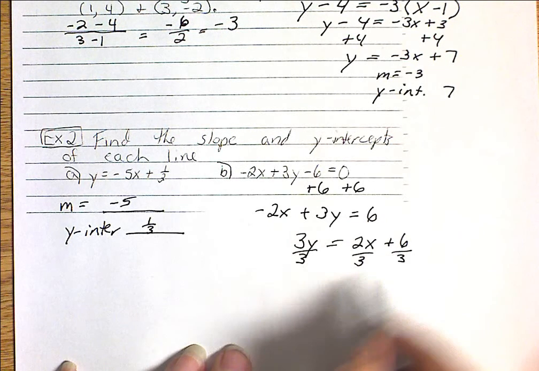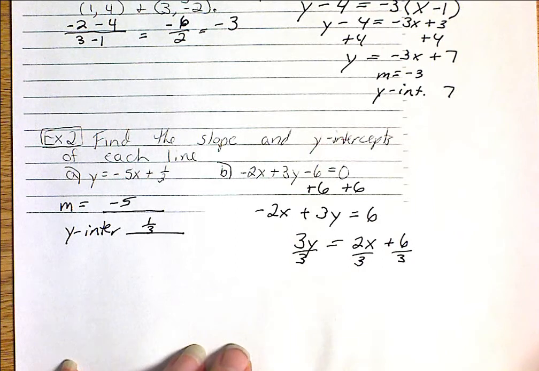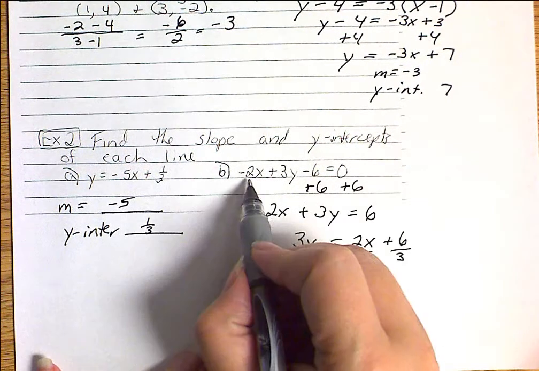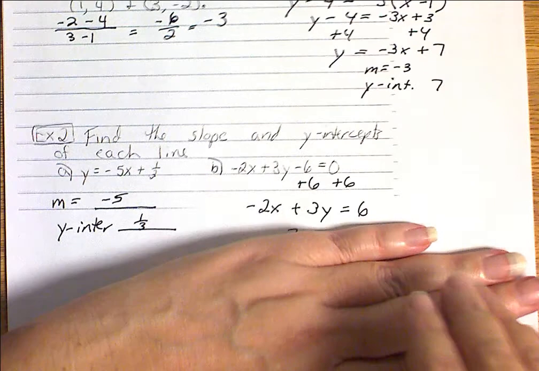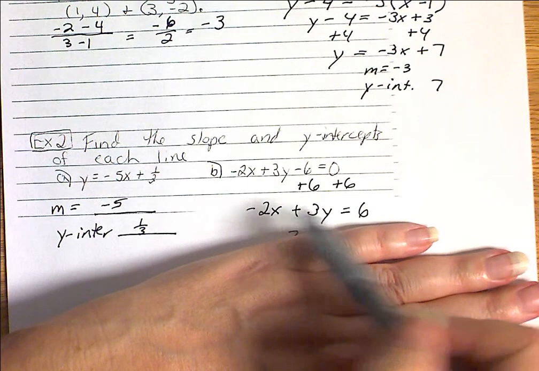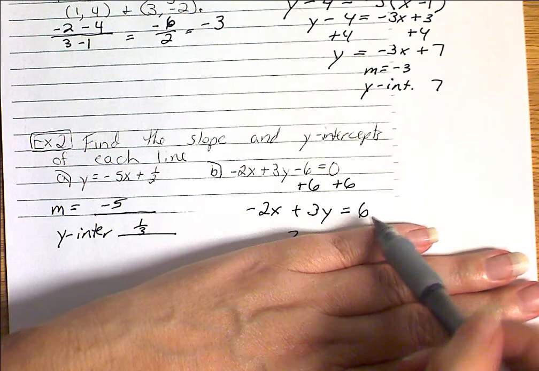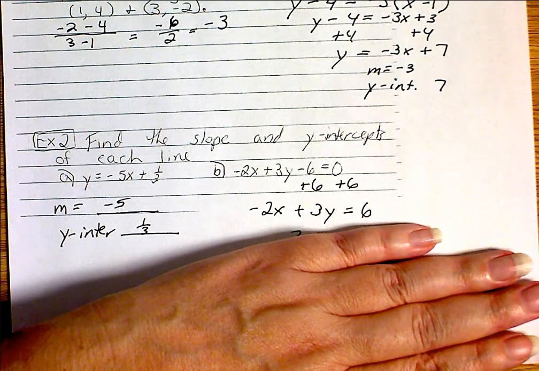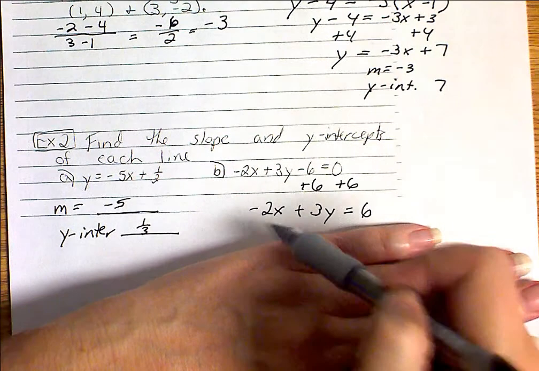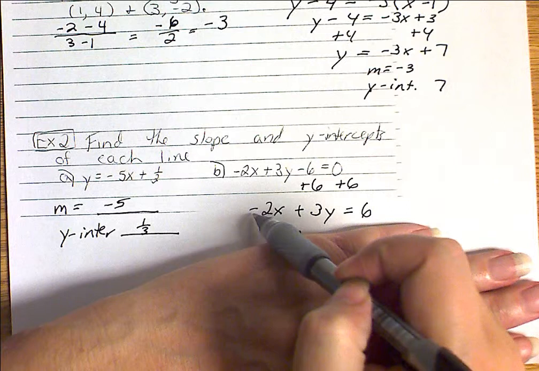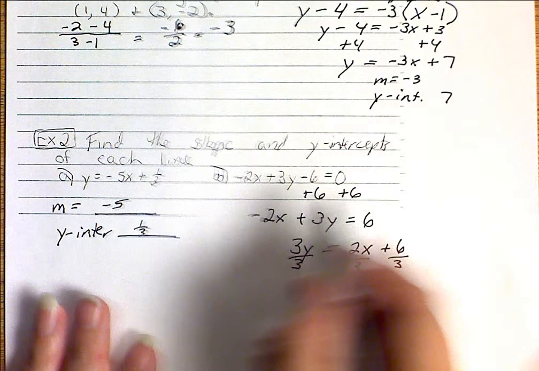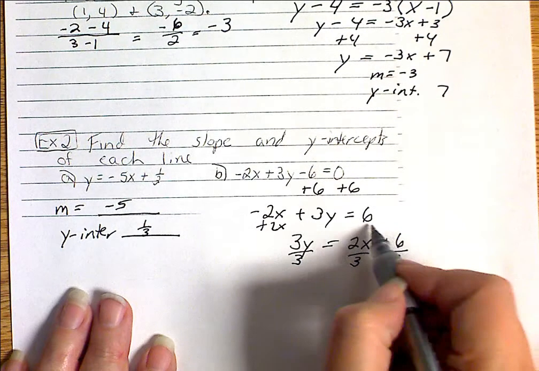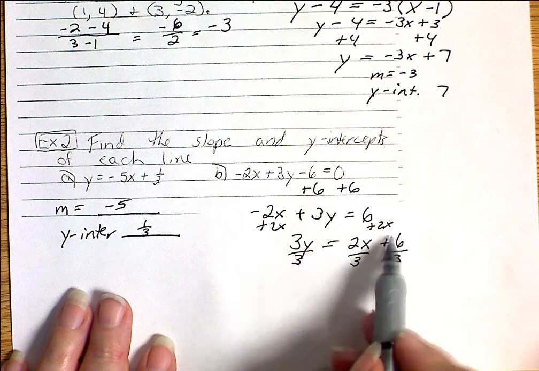How did you change it? How do I get this? Because we're getting y by itself. How do you get this to the other side? It's a negative, so we have to add 2x to both sides. So 2x plus 6.